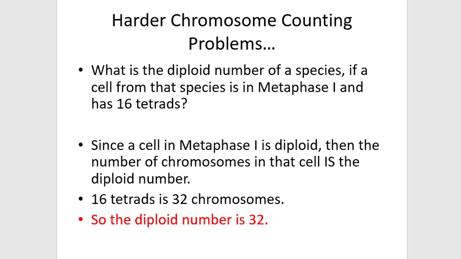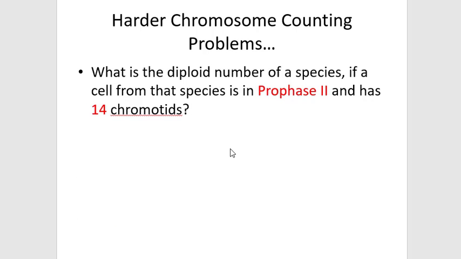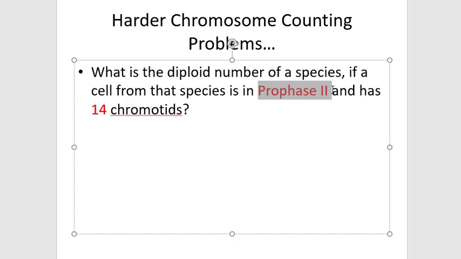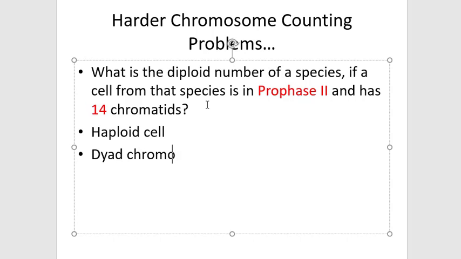All right, let's go on to another one. What is the diploid number of a species if a cell from that species is in prophase 2 and has 14 chromatids? Well, prophase 2 is a haploid cell, and it has dyad chromosomes.